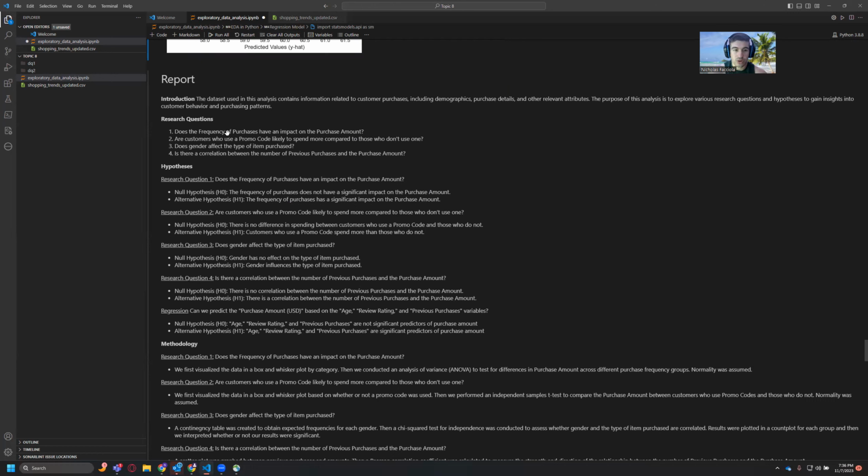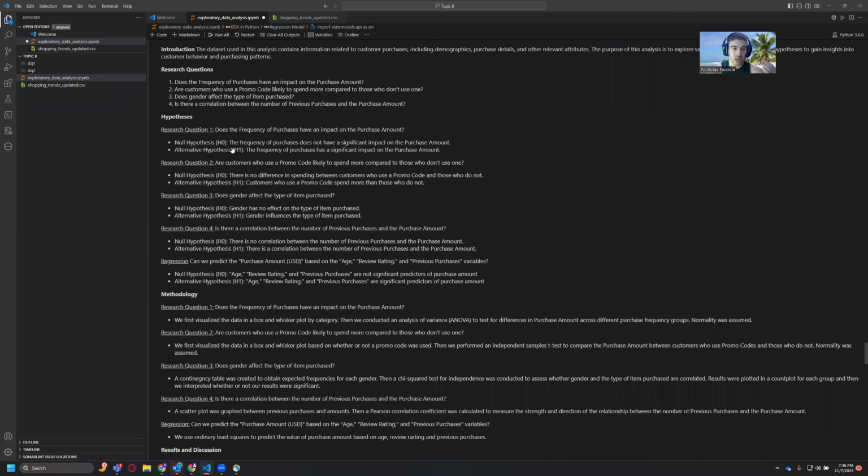Does the frequency of purchases have an impact on the purchase amount? Are customers who use a promo code likely to spend more than customers who don't use one? Does gender affect the type of item purchased? And is there a correlation between the number of previous purchases and the purchase amount? And then we came to the following hypotheses for those four questions, which again were the null and alternative hypotheses. The null says that there is no difference. The alternative says there is.